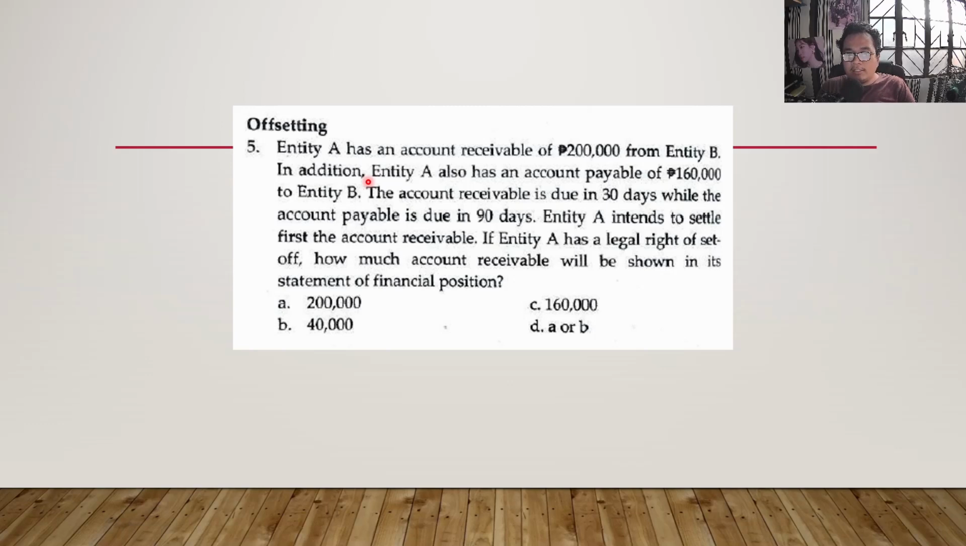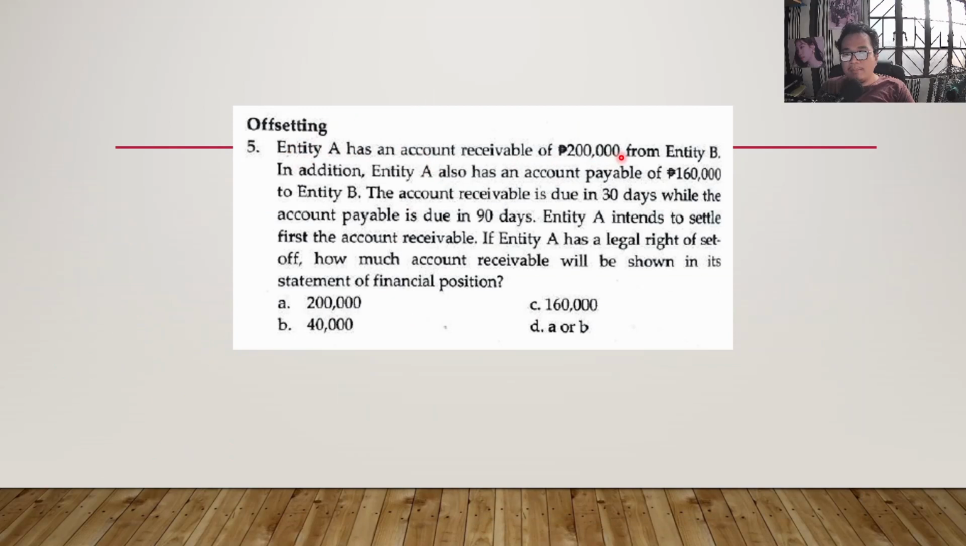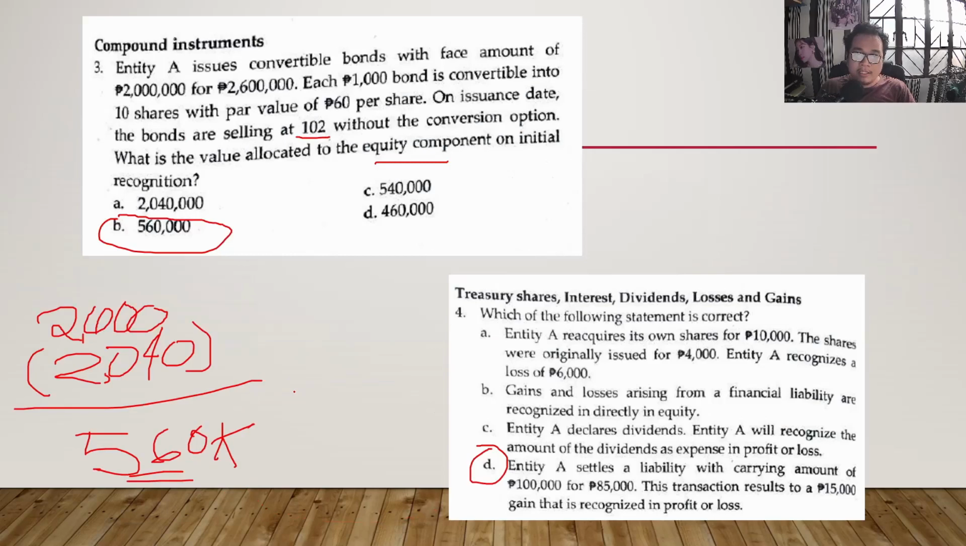So parang baliktad sila, no? Si A may receivable kay B, so si B may payable kay A. On the other hand, si A may payable kay B, si B may receivable kay A. So parang nagdoble sila. May two separate transactions na pwedeng ma-offset. Ganito basically yung itsura niyan. So since ganun yung itsura niyan, may chances na pwede silang ma-offset. Pero dapat present yung dalawang conditions.